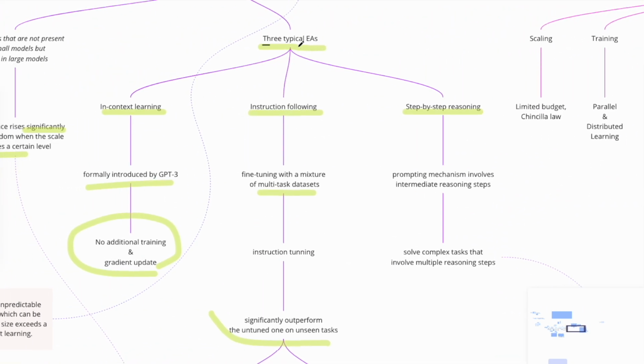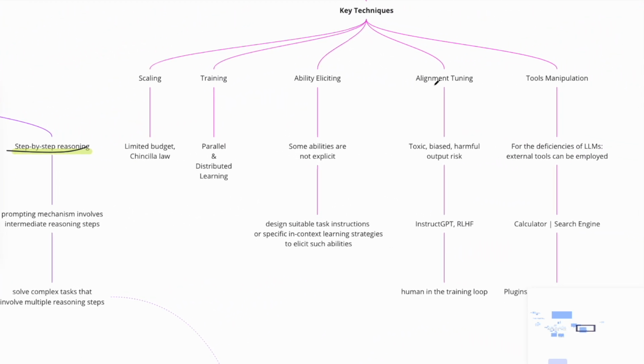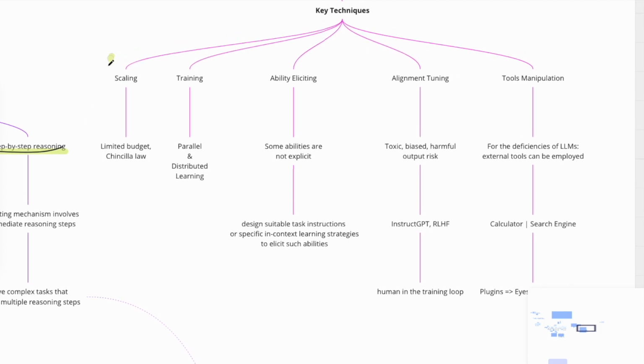So again, we have 3 typical emergent abilities: in-context learning, instruction following, and step-by-step reasoning. Of course, LLMs have more abilities and the field is dynamic. These are the core emergent abilities that were highlighted in the paper. Now let's look at some key techniques that are important to understand LLMs. Number 1 is scaling. Larger model and data sizes and more compute lead to improved model capacity. For more details, read the Chinchilla paper. I added the link to the description.